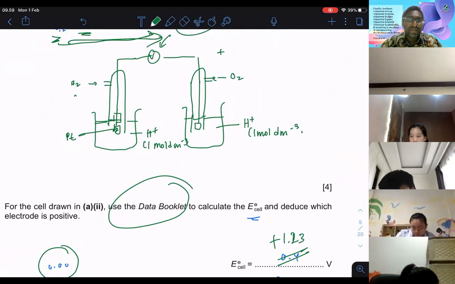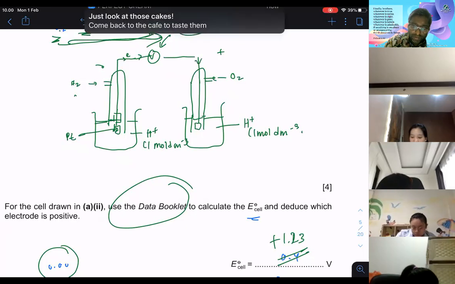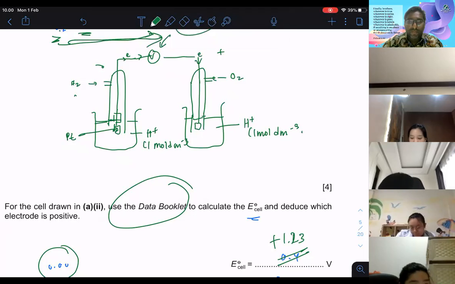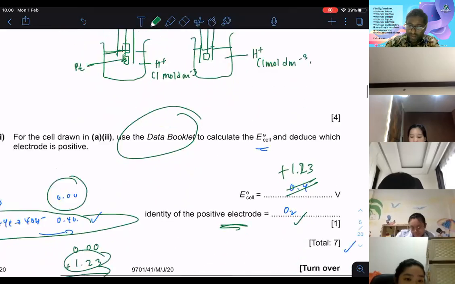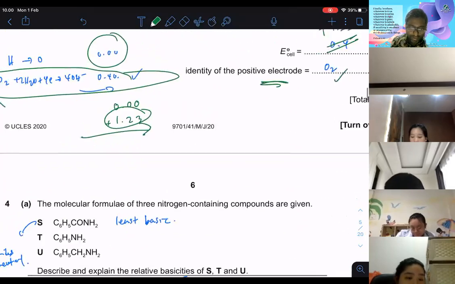The negative terminal is where the electron comes out. So the electron will go from here, and this is the negative terminal, the hydrogen. The electrons will go here and then they will be received over here. So that's going to be the positive terminal. Please remember that, it is very important.